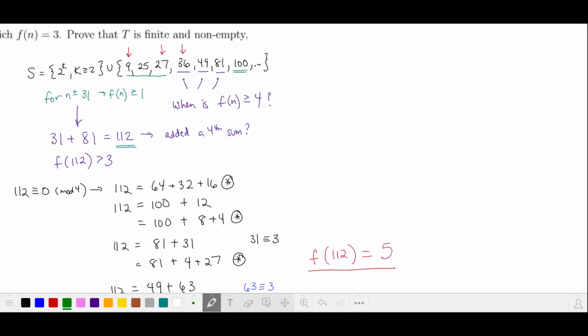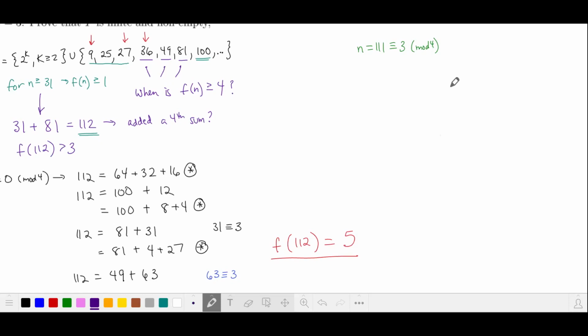Let's see what happens when n is equal to 111. 111 is equivalent to 3 in mod 4, so let's first begin by using our algorithm from part B. We'll write 111 as the sum of 27 and 84. Because 27 is also 3 more than a multiple of 4, that's going to leave behind a multiple of 4, which we can write with our first row numbers, and that's our first sum.